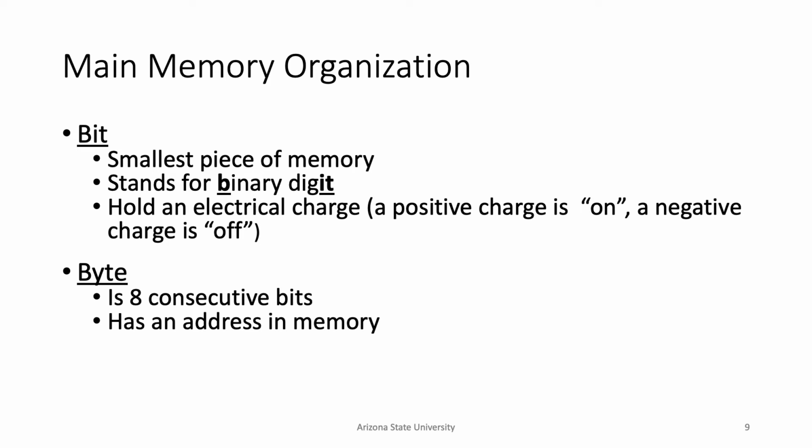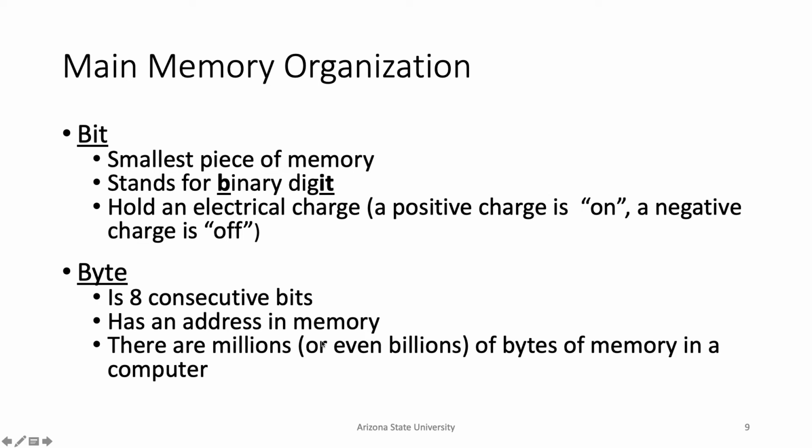So you can think of this like a neighborhood, for example. A house is going to be given one address, and then the next house is going to be given a different address. And every part of the area that is encompassed by one house, that is the exact same address. And it's the same thing here. 8 bits have the same address. Then the next 8 bits have a different address, different address, all the way through. Yeah, so there are millions or even billions of bytes of memory in a computer.